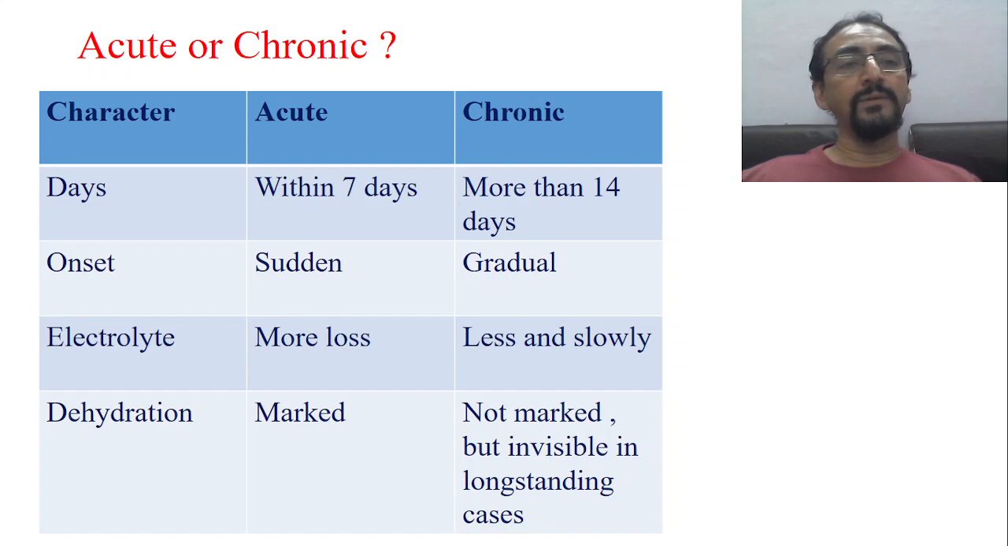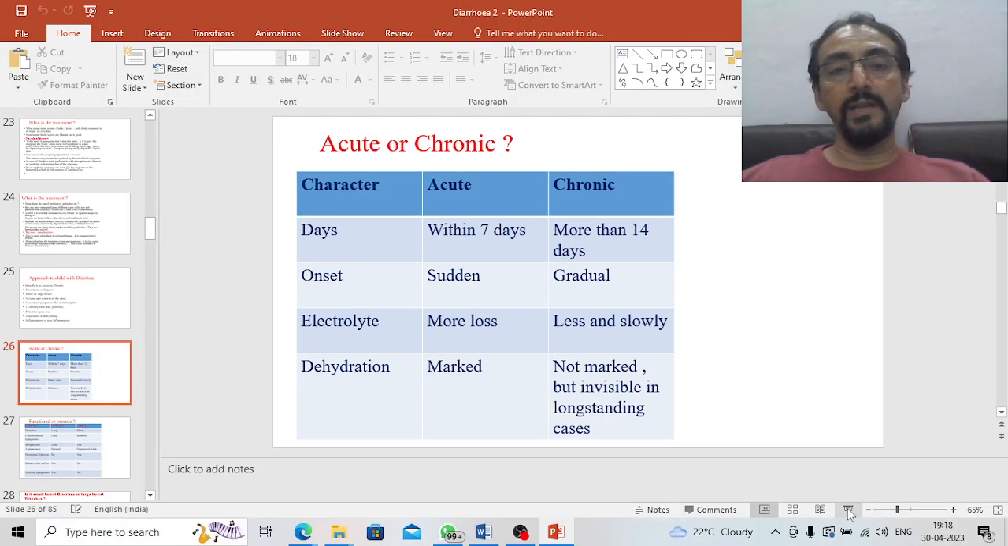In case of acute, dehydration is very much marked, and in chronic, dehydration is not much marked. Of course, dehydration will be there in chronic, but it is invisible, and this is actually quite more dangerous. Okay. So this is how you have to identify whether it's acute or chronic diarrhea.